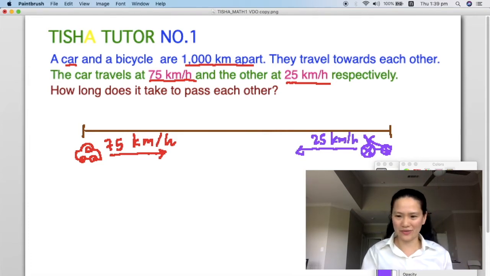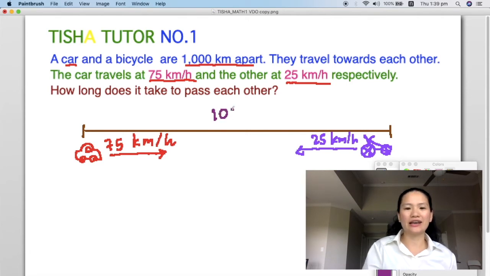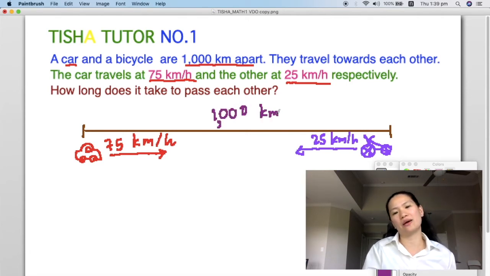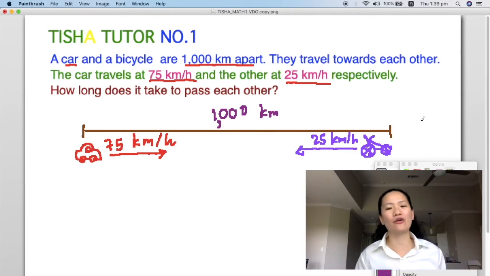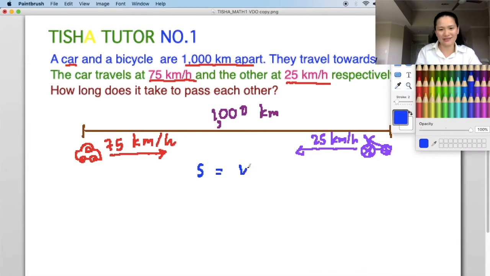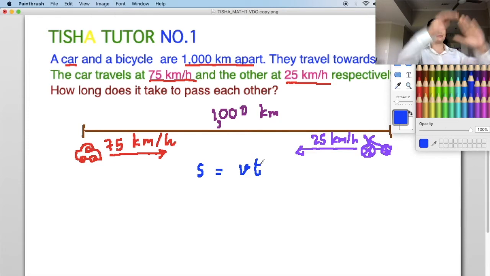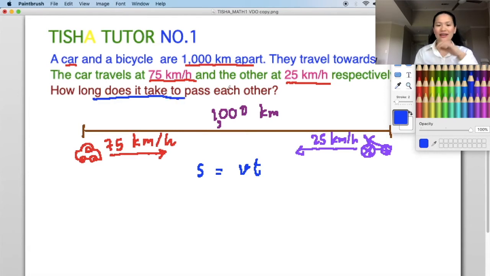What I can see from here, they say that there is 1,000 kilometers apart. You have to apply that formula. Do you remember our formula? S, distance, equals V, speed, multiplied with time. We try to set up the equation. The point is, if you can set up the equation, you can solve these problems. Then they want you to find how long it takes to pass each other. That means they want you to find T.